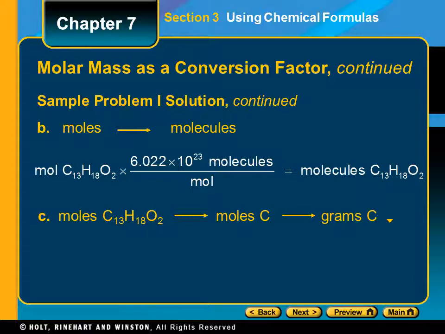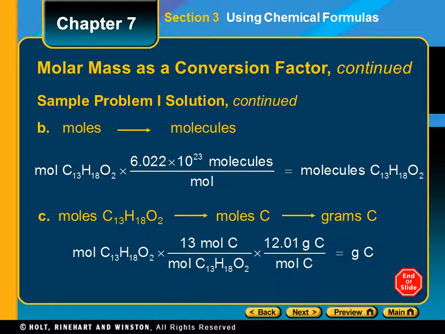And then in C, you want to figure out the grams of carbon. Start with your moles, figure out moles of carbon, and then your grams. So that would be moles of your ibuprofen times 13 moles of carbon over moles of the whole product, times 12.01 grams of carbon over the moles of carbon, which gives you the grams of carbon.